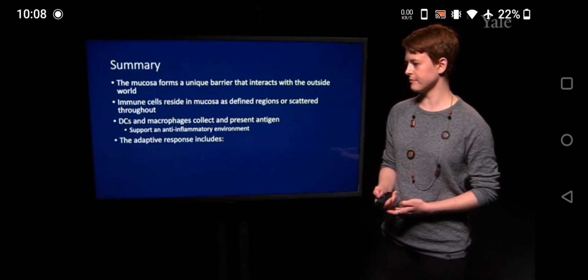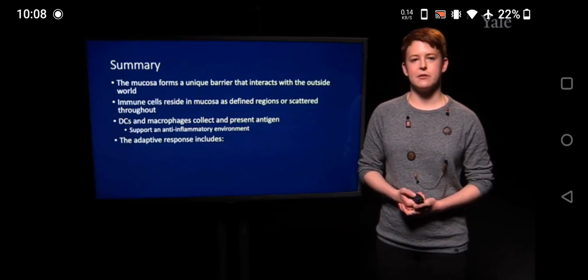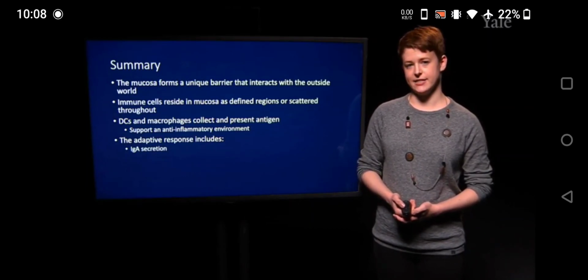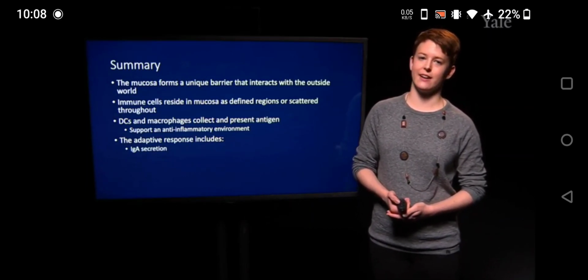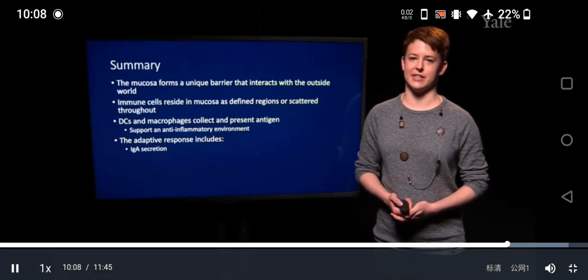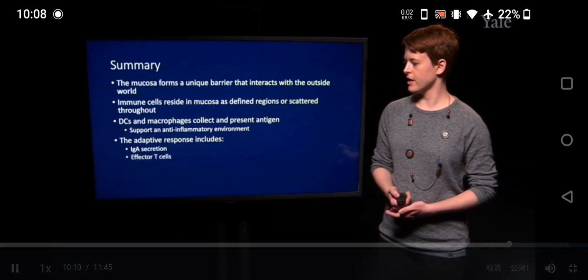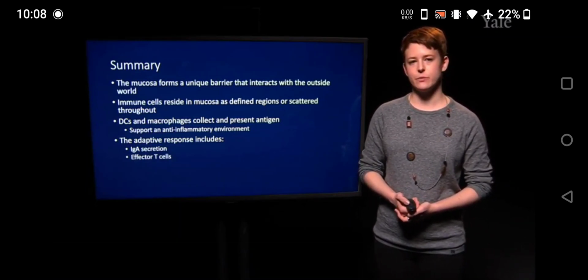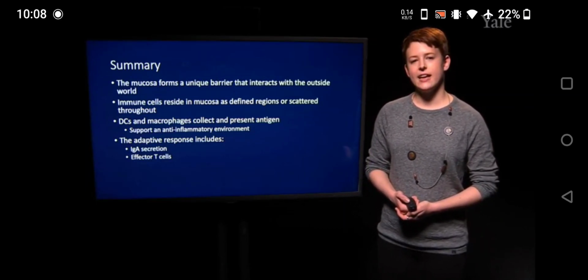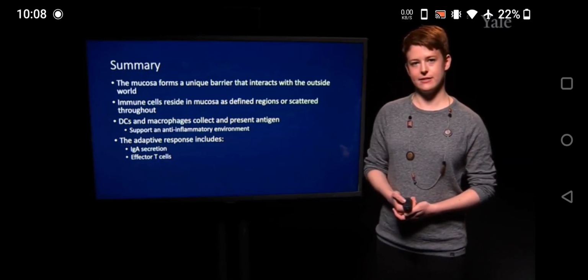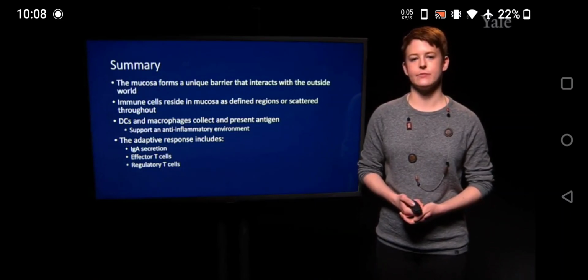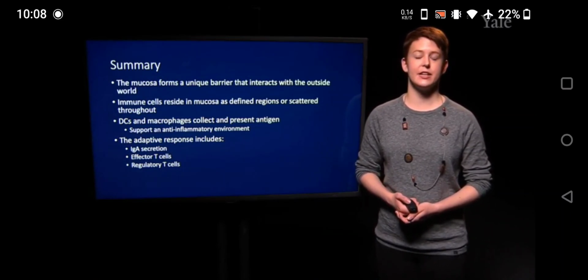So we also see a robust adaptive response in the mucosa, and this includes IgA secretion, which we saw is secreted across the epithelium, and is important for binding and transport of different antigens. We also saw effector T cells, which are developed through the lymph nodes and Peyer's patches in the gut and help make an immune response to these antigens. And we also have regulatory T cells, which I've mentioned a few times and are very important to help control the inflammation.